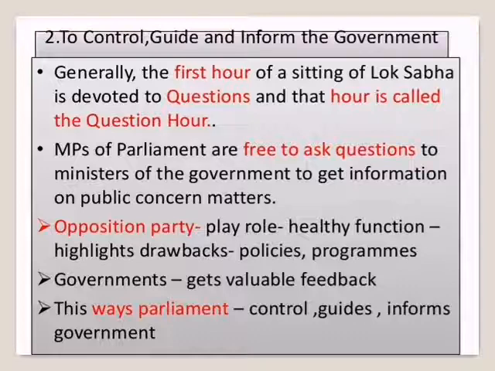The government gets valuable feedback from the members of parliament, MPs from different political parties, that is, from the ruling party and from the opposition parties. And the government will take actions based on the valuable suggestions put forward by these members of parliament. In this way, parliament controls, guides, and informs the government.